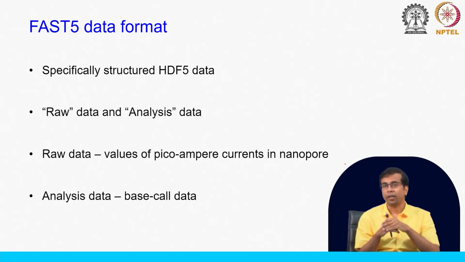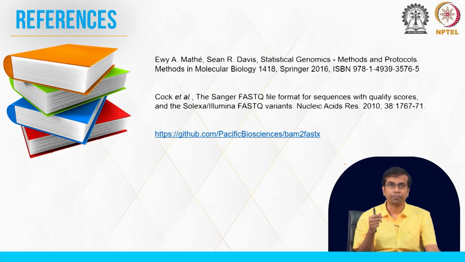Now, why is this raw data important? For many applications this raw data is useful because it contains the real time data, how the current is changing in real time, and that data can be utilized for specific applications.